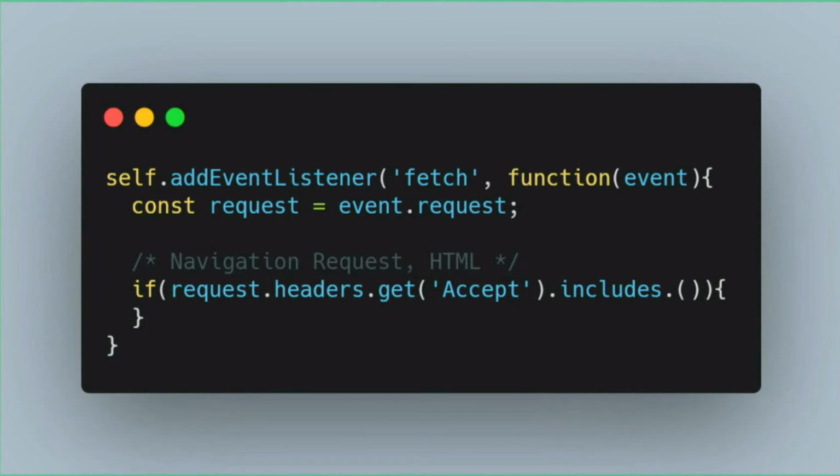So the very first part is to be aware of headers. We can use headers in our fetch events, as you can see here. If you use request.headers.get('accept'), then we have includes. In that includes, we can check whatever we want. For example, one of the things that we can check is what's going on with this page or image or everything else.